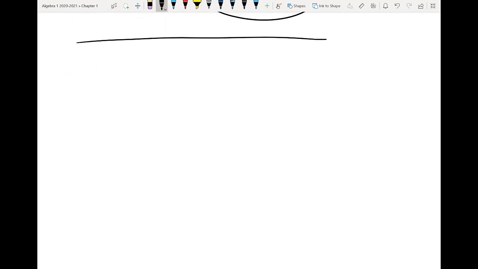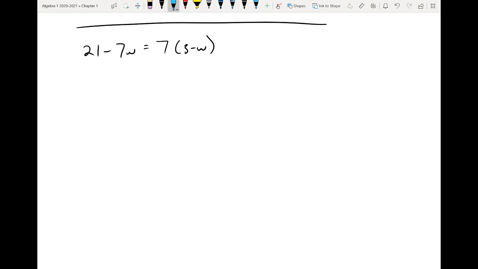we'll take the instance where we have 21 minus 7w, and that's equal to 7 times the quantity 3 minus w. And again, what do we see? We see parentheses with a coefficient outside, coefficient 7, and we're going to distribute inside of the parentheses. So I have 21 minus 7w, copying that back down, and then the result of our distribution, 7 times 3 is 21, and then 7 times negative w is negative 7w.